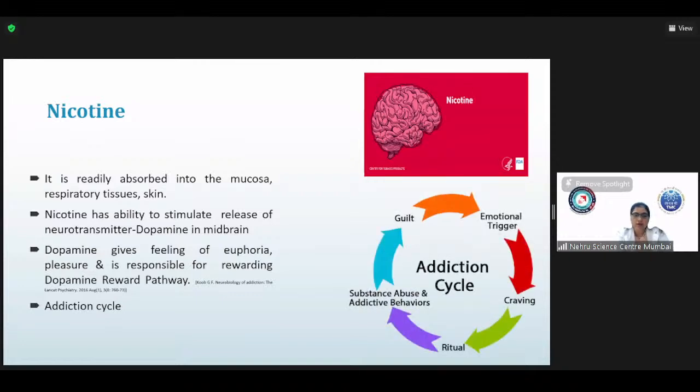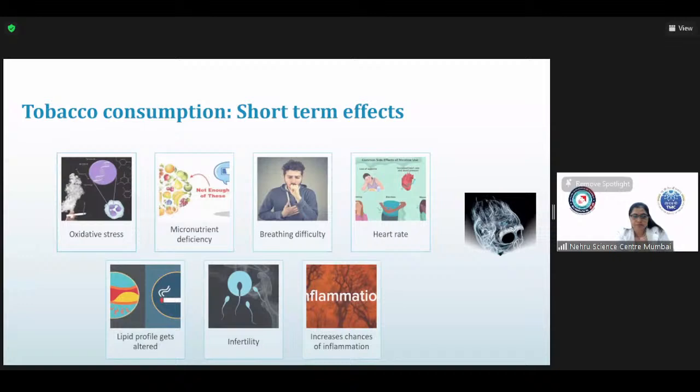Nicotine stimulates dopamine in the brain, giving a pleasurable feeling followed by addiction, which means an extreme form of habit where the person has no control over the act, and it becomes a need of the body.